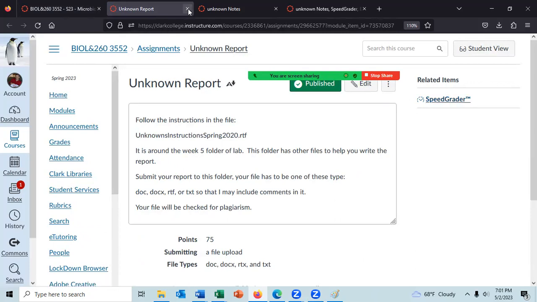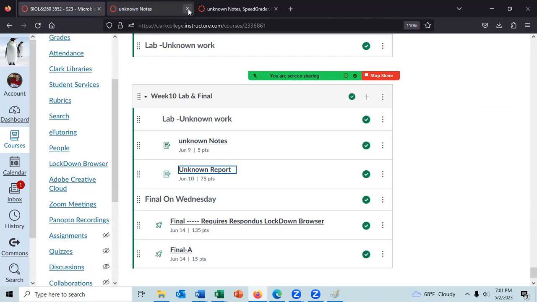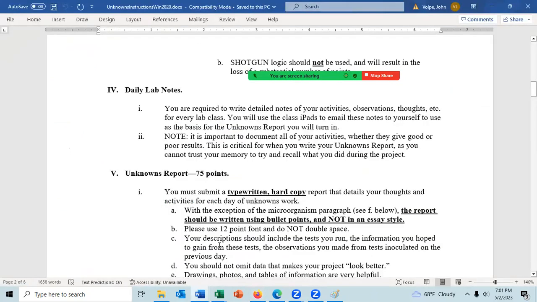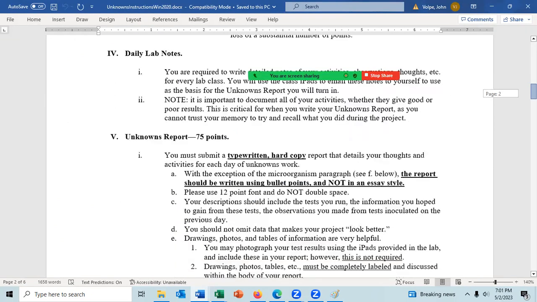The point is that the unknown report can be similar to your unknown notes if you're doing your unknown notes very formal. The two do not have to be similar. You can do the unknown notes pages very informal, but the report should be formal. The report should be written. Please use 12-point font on the reports. I wear glasses. If you have less than 12-point font, I'll have difficult time reading it.